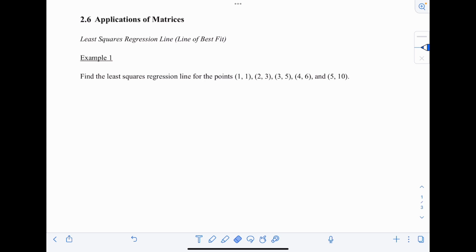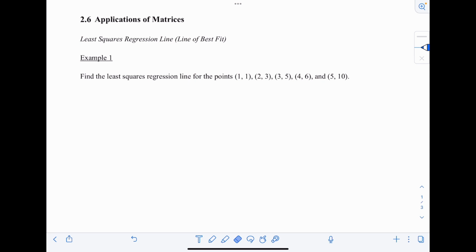This is lesson 2.6, Applications of Matrices. It's also our last lesson for chapter 2. We're going to go through two applications today, and I'm really excited about both of these. I'll be honest, this first one actually kind of blew my mind. It's one of those things that I either just never learned or had completely forgotten about. And it involves least squares regression lines, or finding the line of best fit.